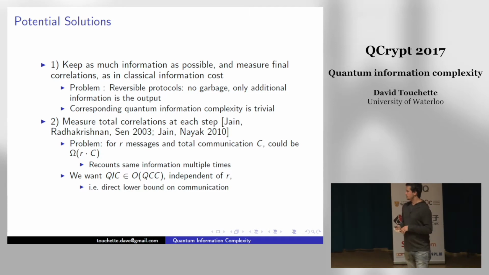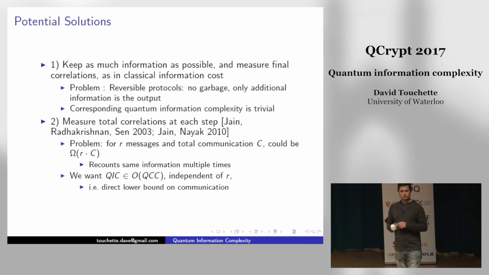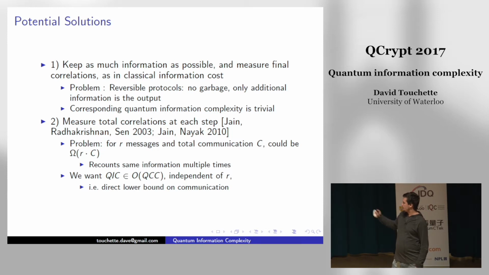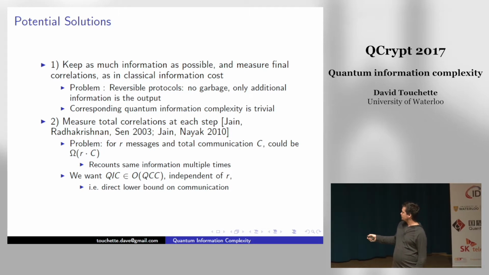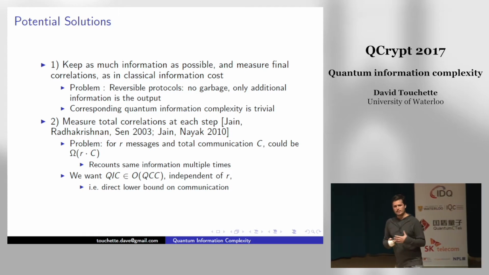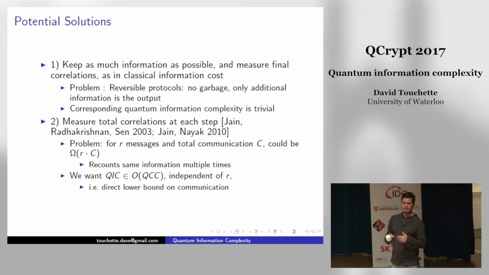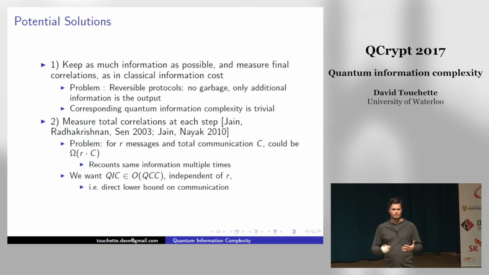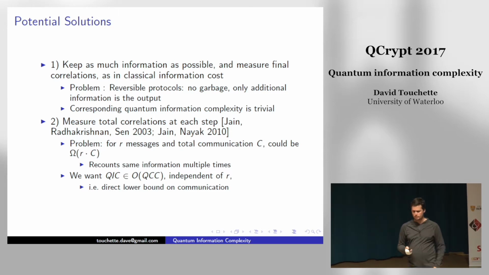Okay. So one other way is to try to measure the total correlation at each time step. Okay? And this has been used very successfully for a particular problem by Christian and Sen and Jen Naya in the past. But it turns out that in this way, you can still overcount a lot. So in the highly interactive regime, this quantity can be off by a factor of the number of rounds. Okay. And one of the properties we want for our information measure is that it's a direct lower bound on communication.